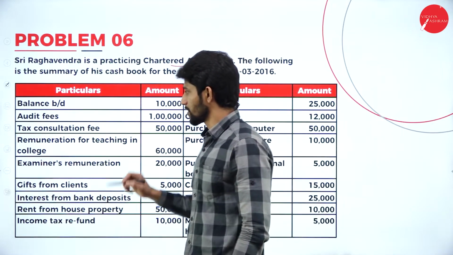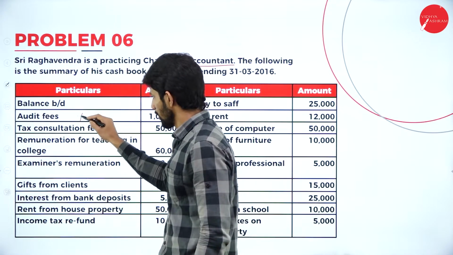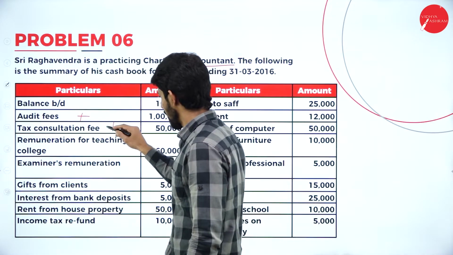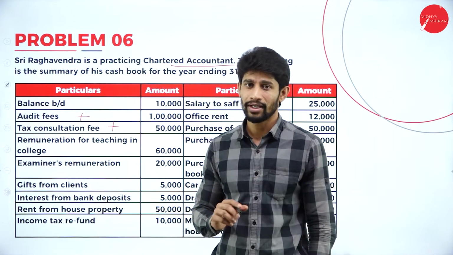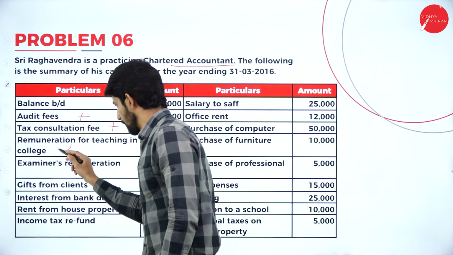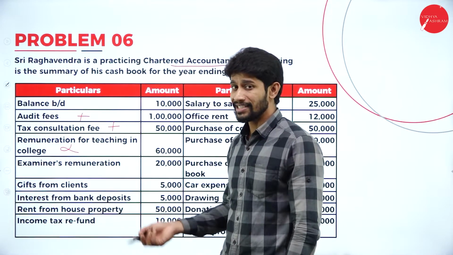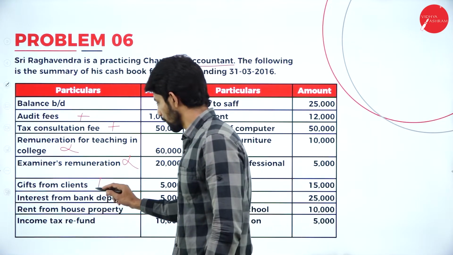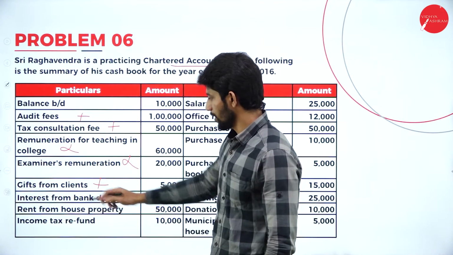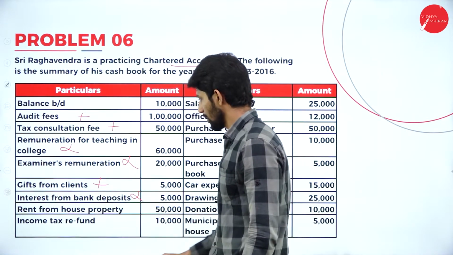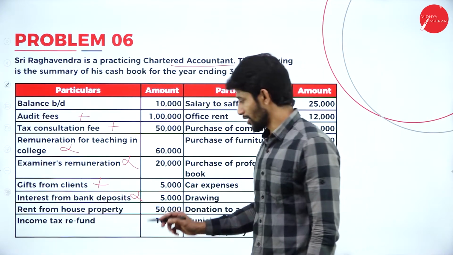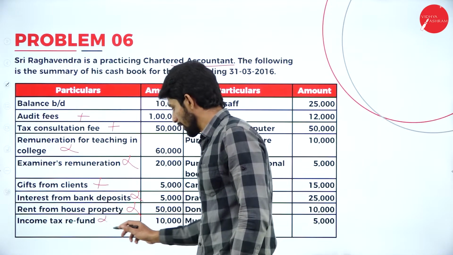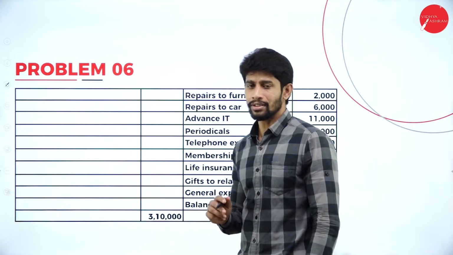Now, the income side. Audit fees, yes, professional income, so add. Next, tax consultation fees, yes, professional income, add. Remuneration for teaching in college is not a professional income. Examination remuneration is also not a professional income. Gift from clients, yes, professional income. Interest from bank deposit, not professional. Rent from house property, also not professional. Income tax refund, not a professional income. That's it with the professional income.